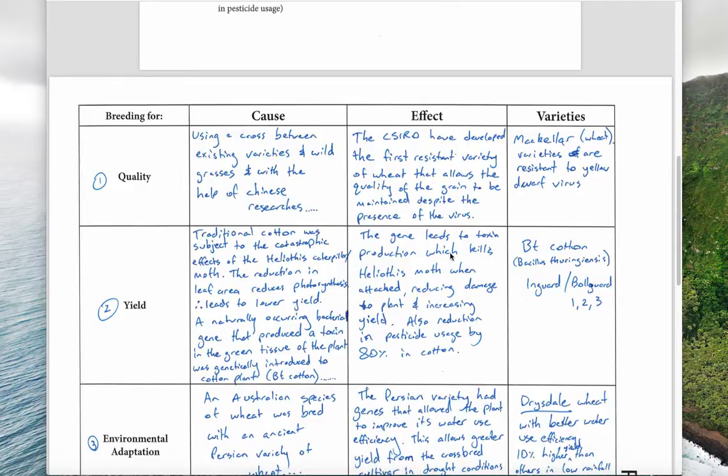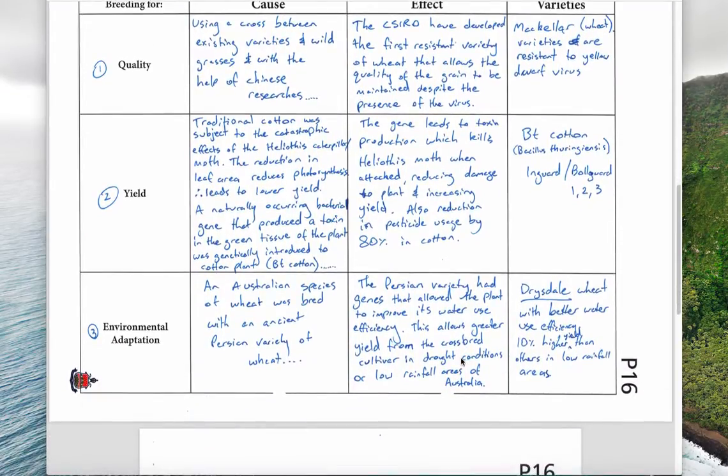And so the toxin that's now produced in the leaf kills the Heliothis moth when it attacks the plant, and it reduces the damage to the plant and increases the yield, or prevents it from being decreased due to the Heliothis. And so this is an important statistic here. I think it's possibly a little bit higher than this, but 80 to 90% reduction in pesticide usage because of this genetically modified crop. So it's improving the yield while decreasing the pesticide usage.